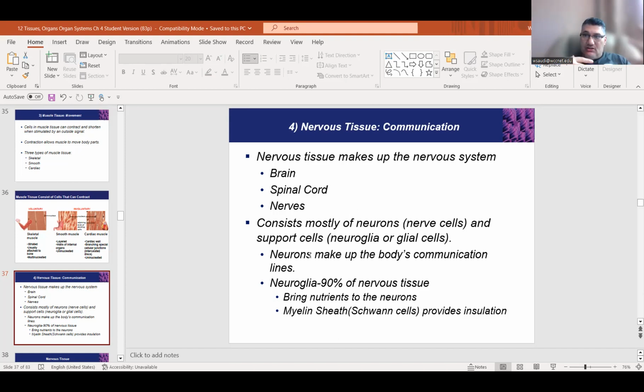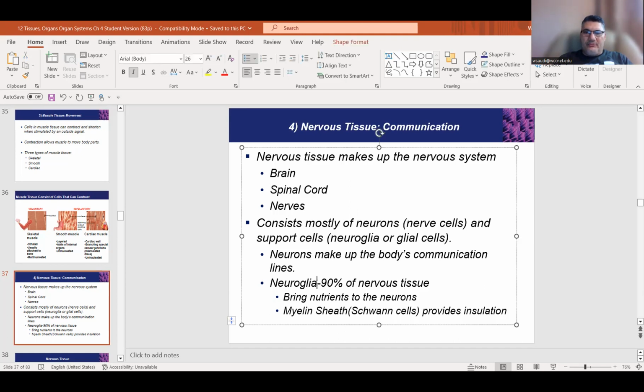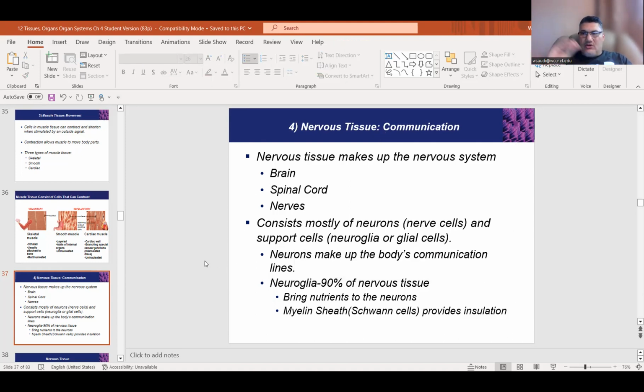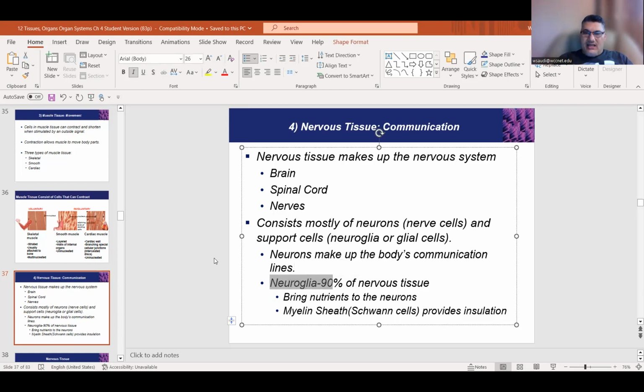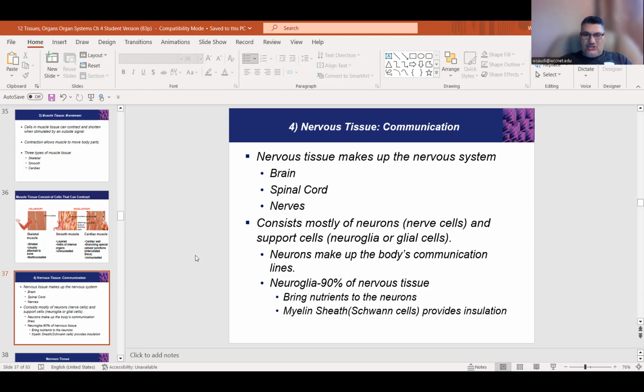These are the actual nerve cells, but these are only about 10% of the components making your nervous system. 90% are other types of cells, called neuroglia. So neuron or neuroglia. Neuroglia, not the actual nerve cells, not the ones doing the communication. I understand, but this is the vast majority. It's the actual filling, which is called neuroglia. This is 90% of the nerve tissue.